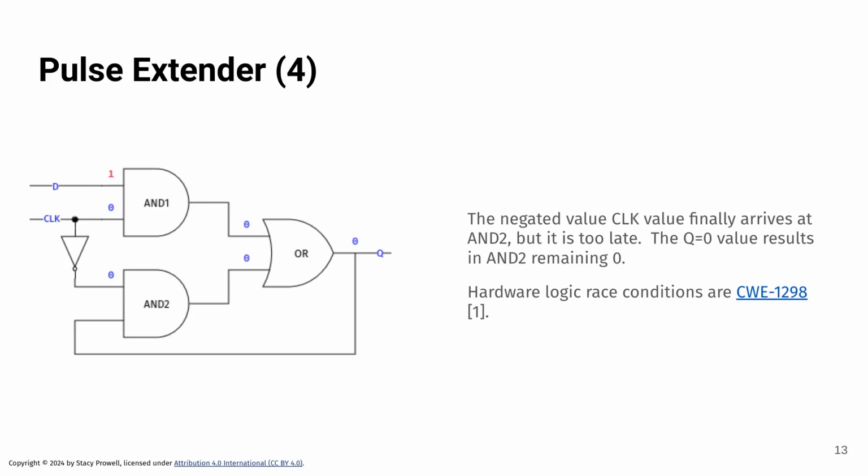All right. So race conditions can show up in software, they can show up in hardware, and for hardware logic race conditions there's a CWE for that as well, right? There's CWEs for both software and for hardware.